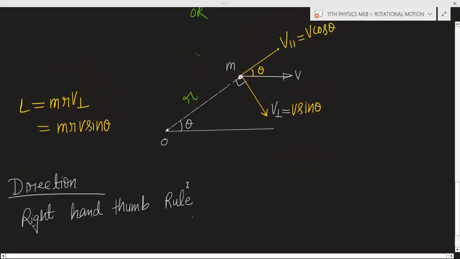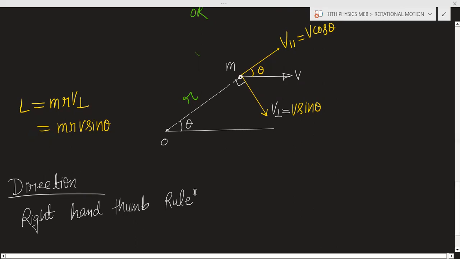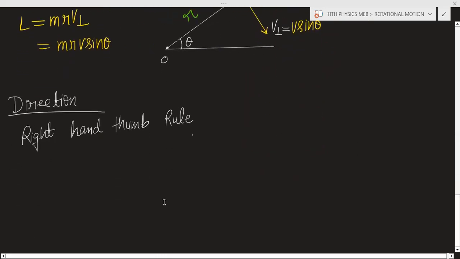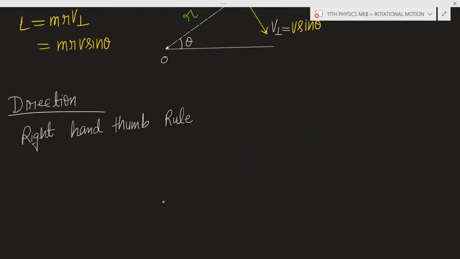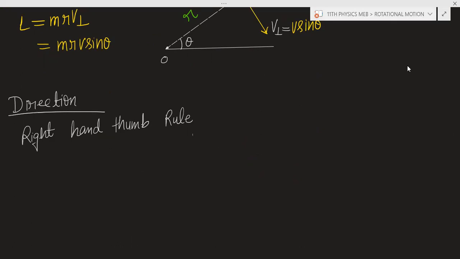So right hand thumb rule means we will use our right hand. Point your finger along the direction of one vector and curl your finger to the other vector, and the direction of the thumb will give you the direction of the resultant vector. So here you have to apply the right hand thumb rule, and how to apply it, I told you earlier also. I think I told you in the torque.